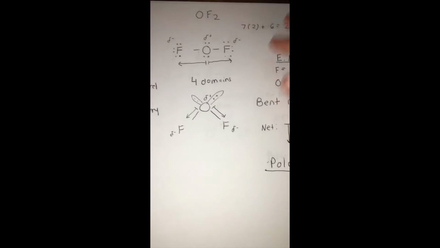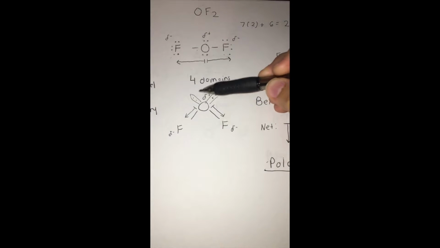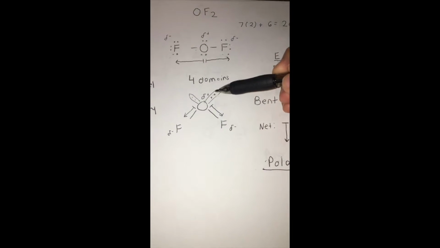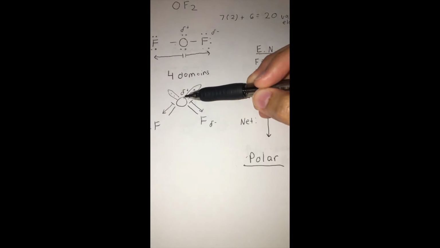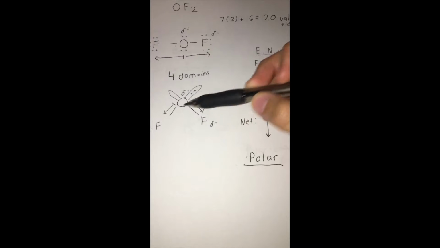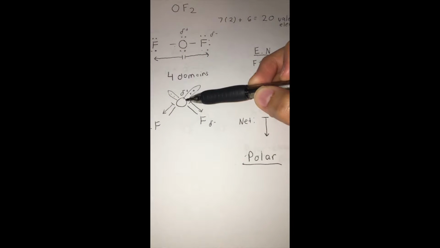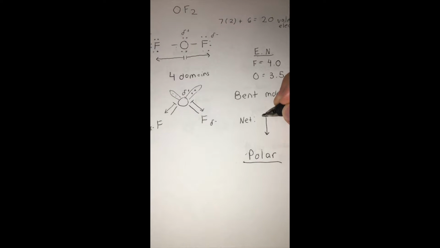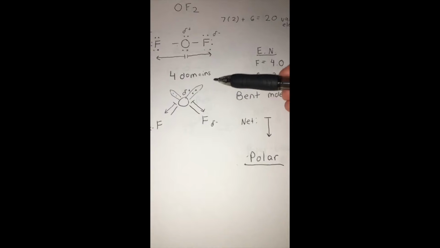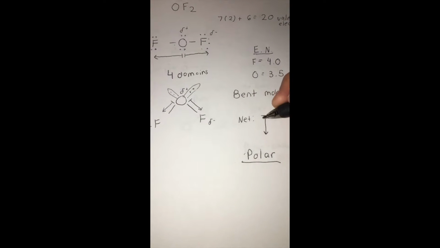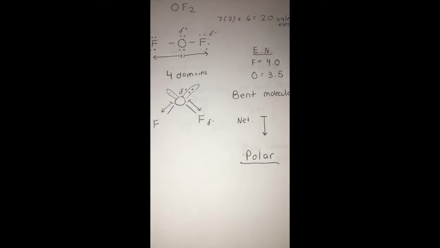However, there are 2 bonds and 2 sets of non-bonding electrons, making it a bent molecular geometry, which is going to look like this. The bond dipoles will not cancel, and there are also 2 sets of non-bonding electrons, which cause a net dipole movement that looks like this. Since all the domains are not the same, and there's a net dipole moment, that makes the molecule polar.